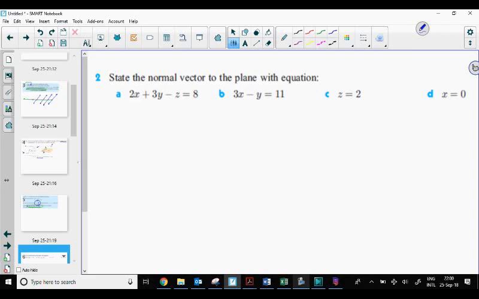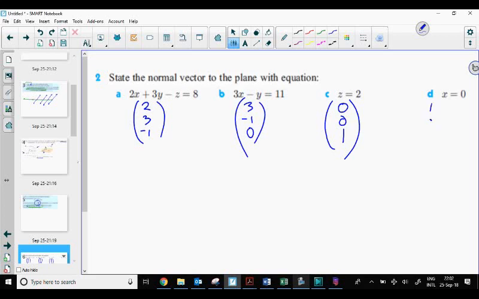The normal vector to this plane is 2, 3, -1. It's just the coefficients of x, y, and z. The normal vector to this plane, which sure looks like a line, is 3, -1, 0. This is 0, 0, 1. And this last one is 1, 0, 0. Easy.